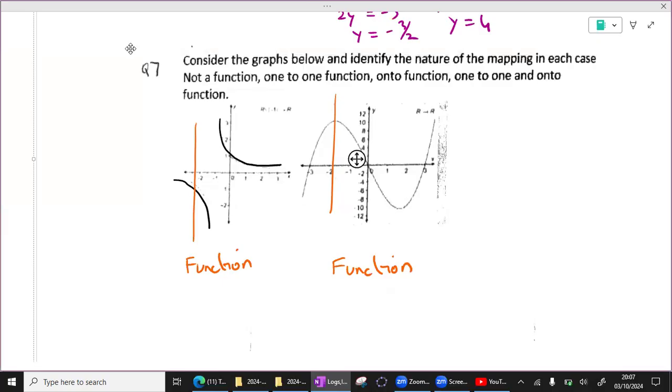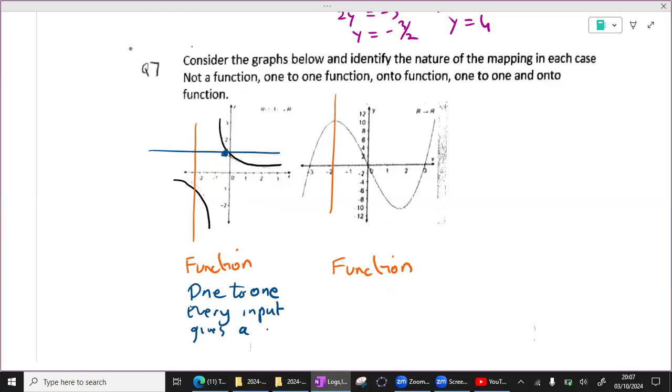Now, when you're deciding between 1-to-1 and onto, this is when you do the horizontal line test. If I do my horizontal line test there, I can see that it meets the graph once, in that position. We'll get to the domain and range in a second, but it does meet it once. So for that reason, it is 1-to-1. We can call it a 1-to-1 function or injective.